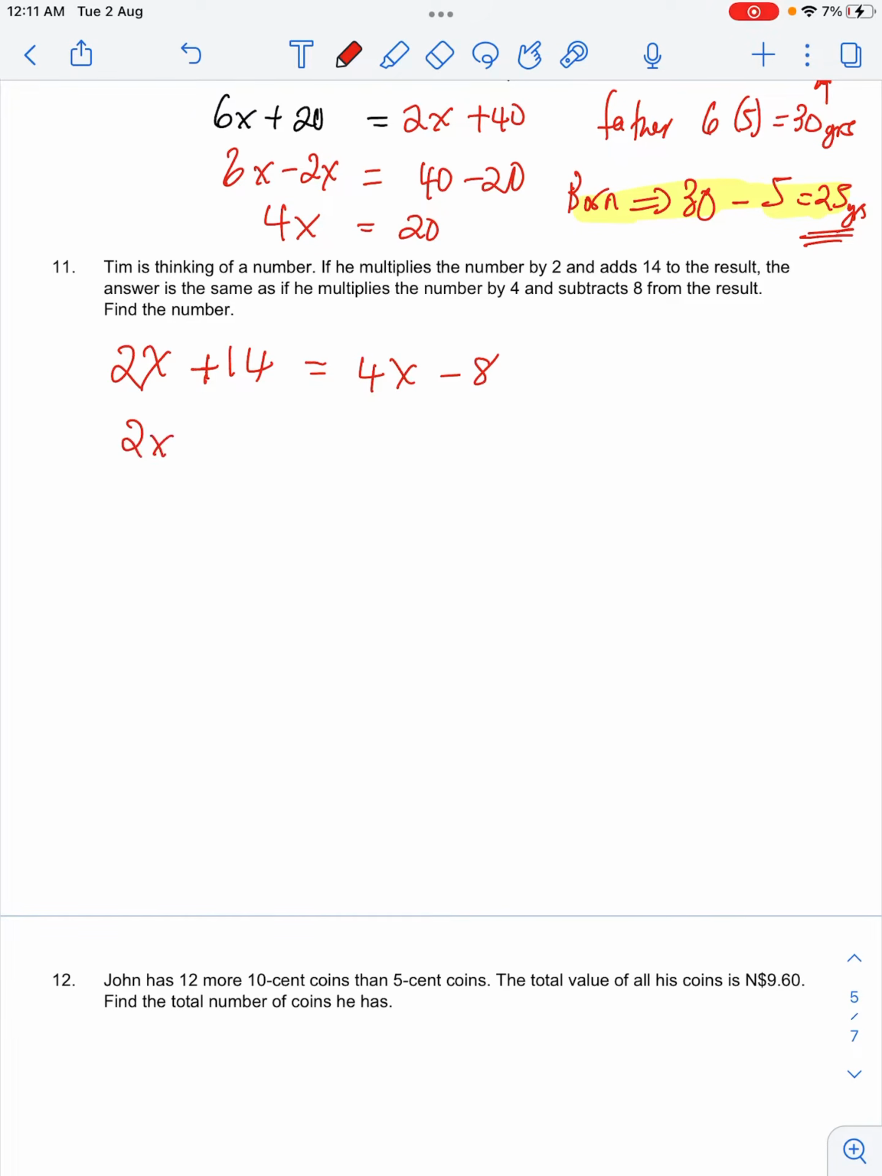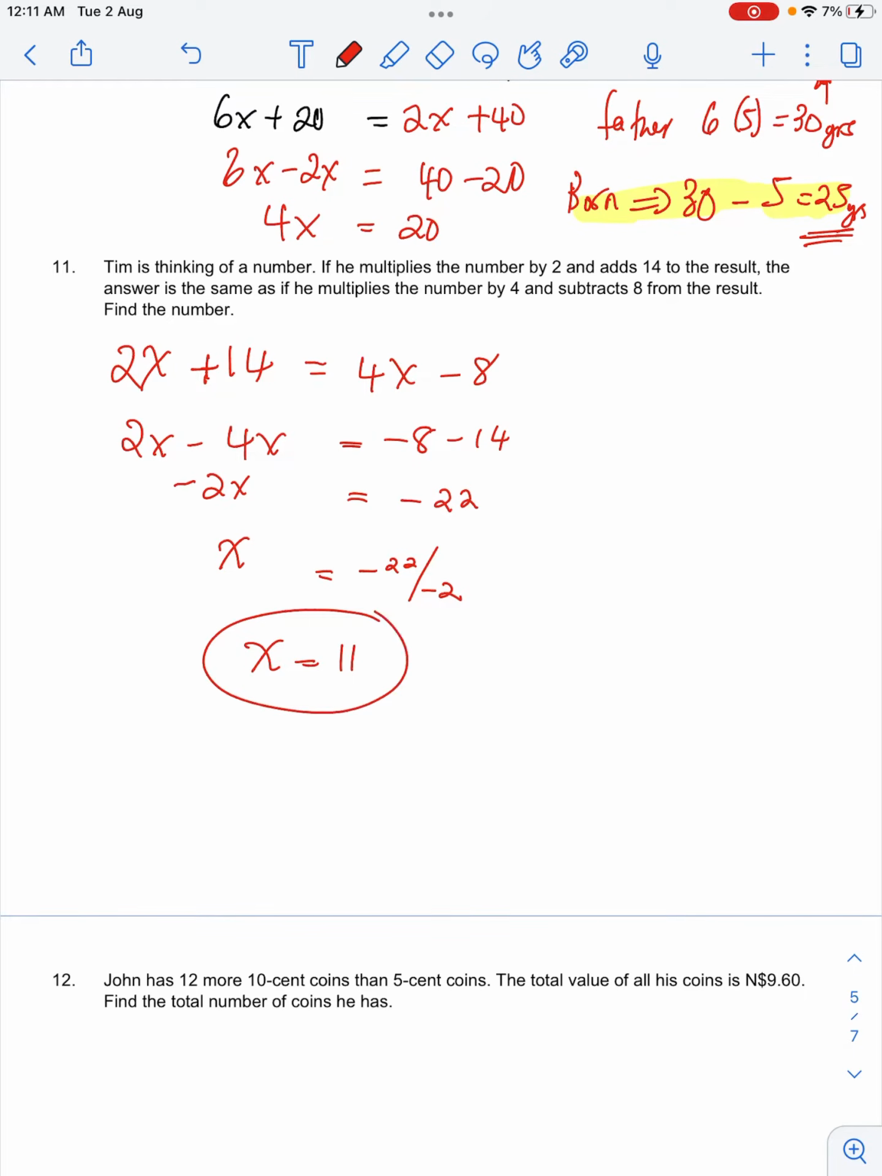Okay, so this is an equation, collect like terms. Okay, then you have minus 2x equals minus 22, and then x is going to be minus 22 divided by minus 2. So the number he's thinking of is 11.